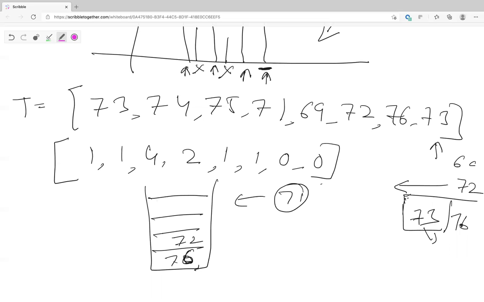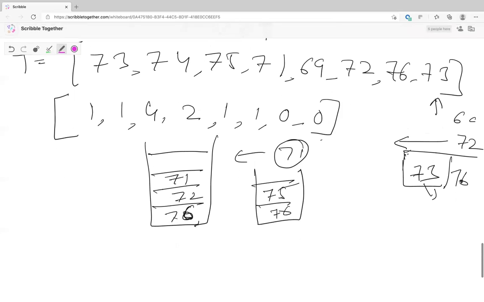So you added 71. And then after 71, what happens? You get 75. What do you do? You convert this into 76 and 75. Now, wait, what did you have before? You had 71 and 72. So is that clear, what we're doing here, the use of the stack?